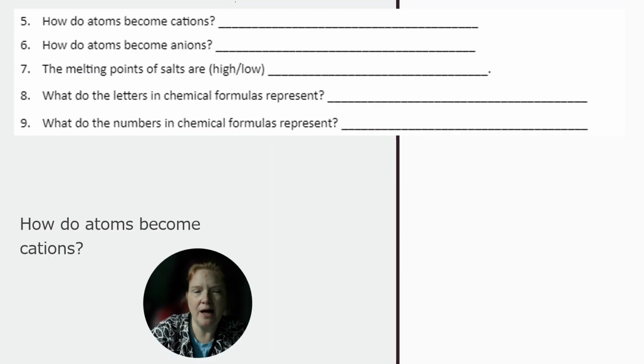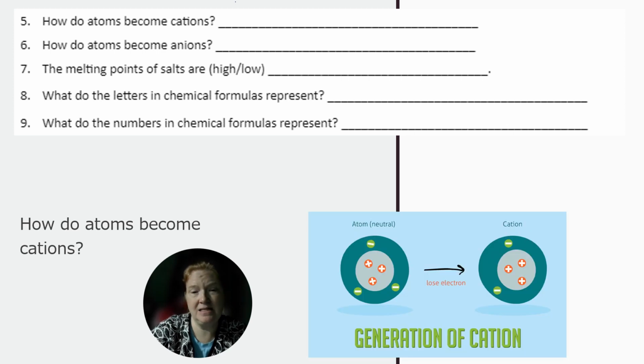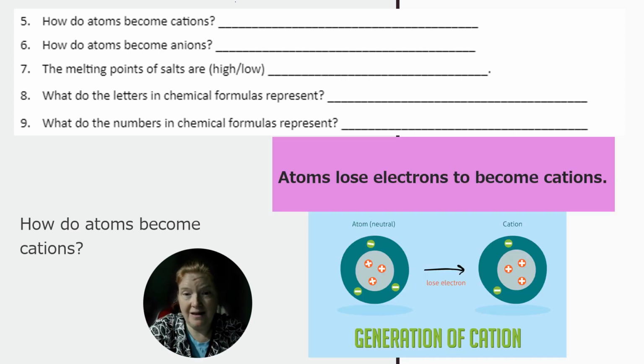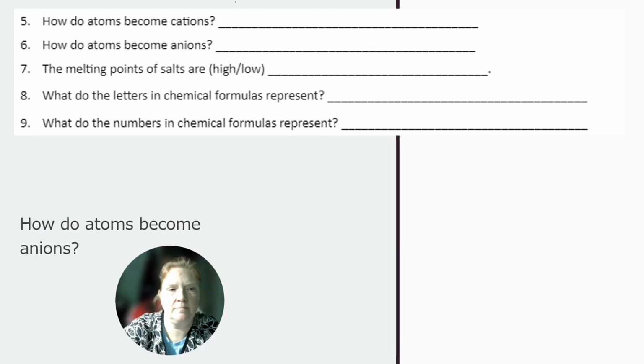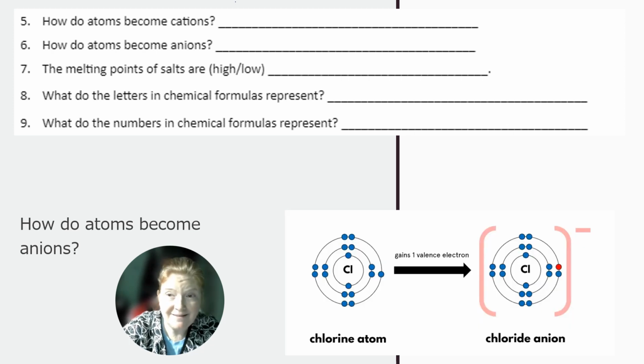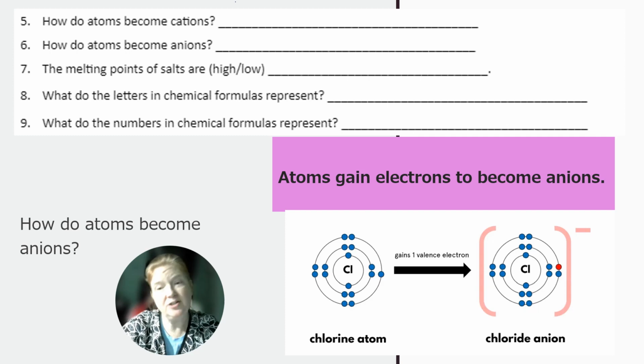All right, so how do atoms become cations? They lose electrons. How do atoms become anions? Yeah, they gain electrons, right?